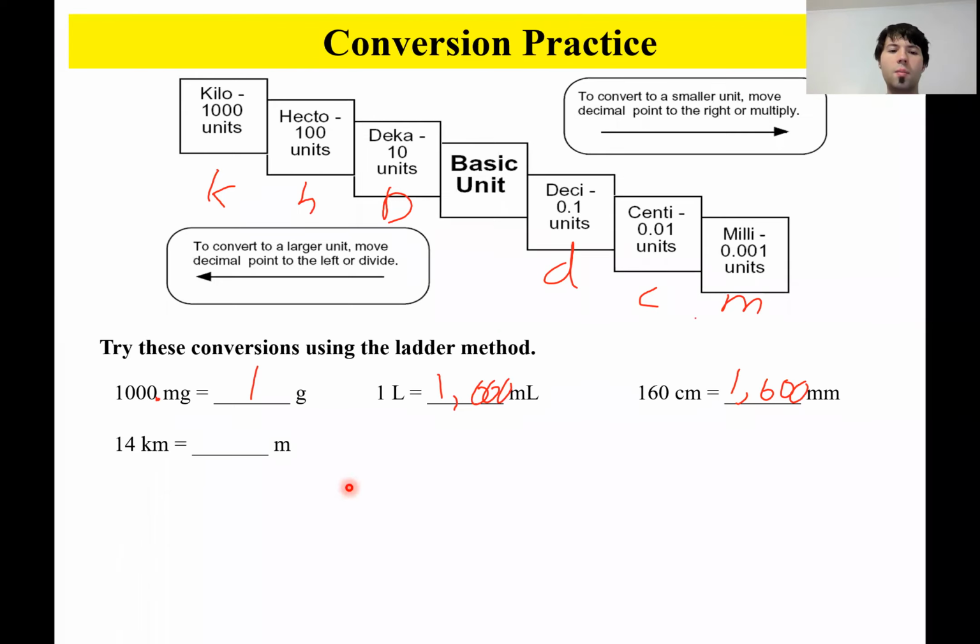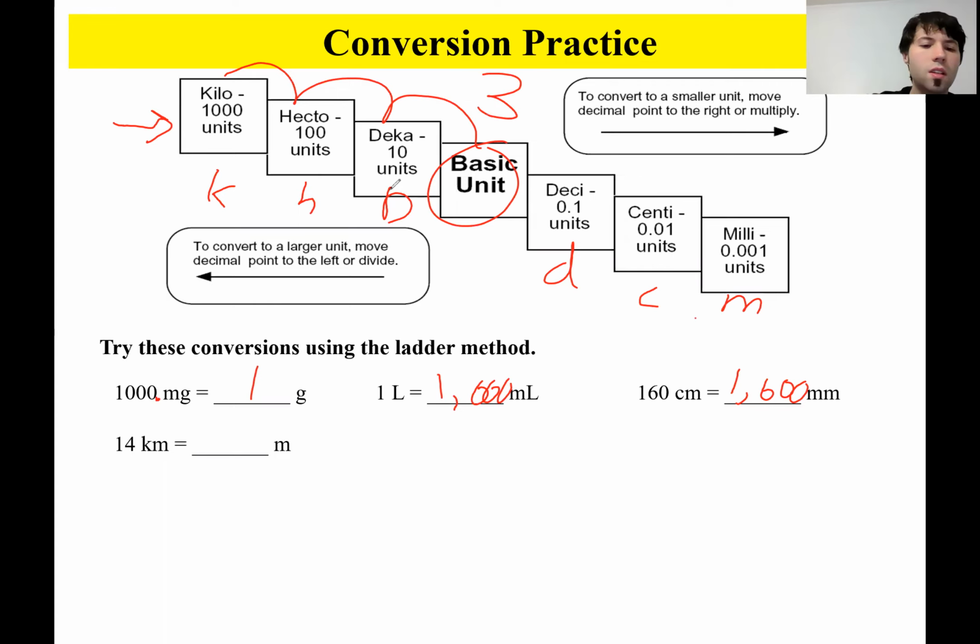So 14 kilometers equals how many meters? Okay, so now we're kind of starting with some bigger numbers. We're starting with kilometers, and we want to get to the basic unit. So we're going to be moving to the right. So we're moving 1, 2, 3 hops to the right.